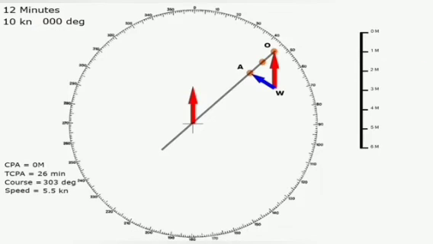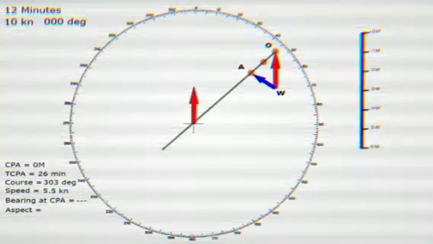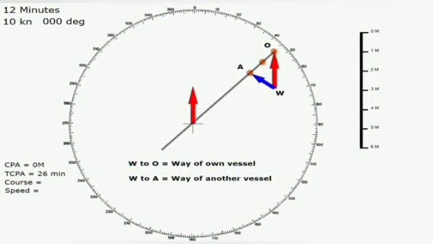The next things we want to find are the bearing at the closest point of approach and the aspect. Now, in this particular example, where the closest point of approach is 0, there is no bearing, so that one is actually irrelevant.